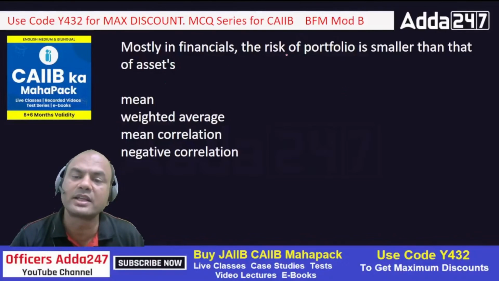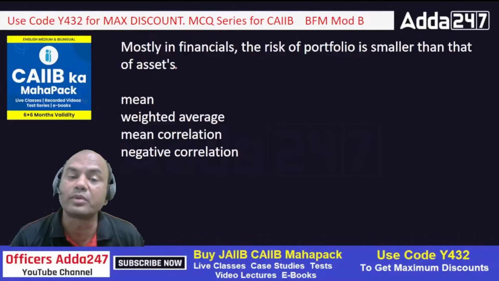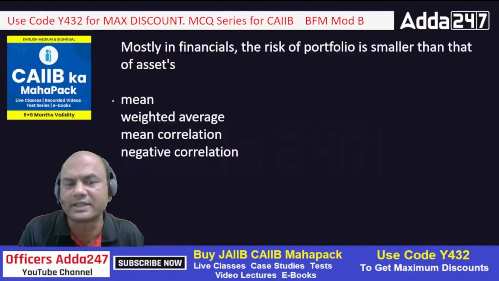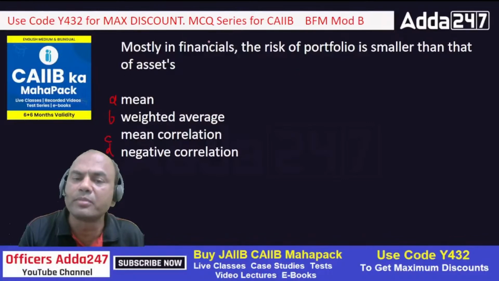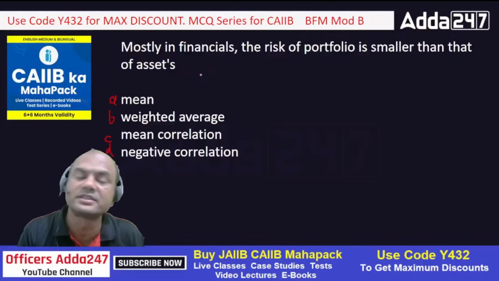Mostly in financials, the risk of a portfolio is smaller than that of the assets. Smaller than that of the assets: mean, weighted average, mean correlation, negative correlation. Again A, B, C, D. This is a difficult one, not that simple, okay. A, B, C and D, okay. So what does it mean? Risk of a portfolio is smaller than the risk of the assets.